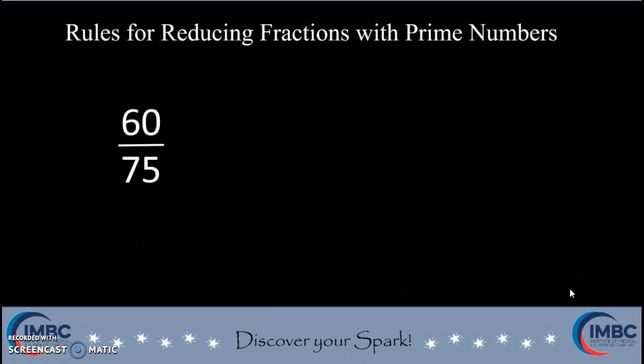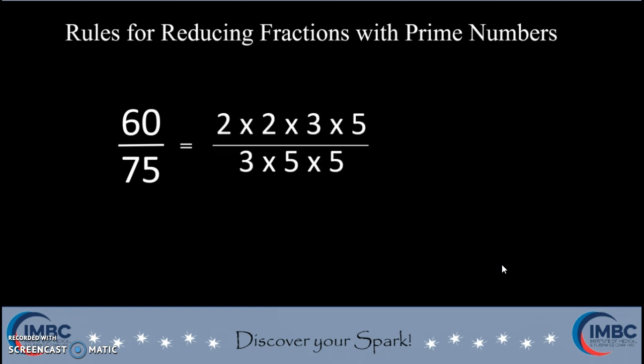Okay, now that we can do prime factoring, let's look at the rules for reducing fractions with prime numbers. First step, find the prime factors of the numerator and the denominator. 2 times 2 times 3 times 5, prime factors of 60. 3 times 5 times 5, the prime factors of 75. After we've done that, we cancel factors common to the numerator and the denominator. The 2's are not in common, so I go to my 3. 3's are in common for both the numerator and the denominator, so I cancel out the 3's. Next, 5 is common in both, so cancel out my 5's.